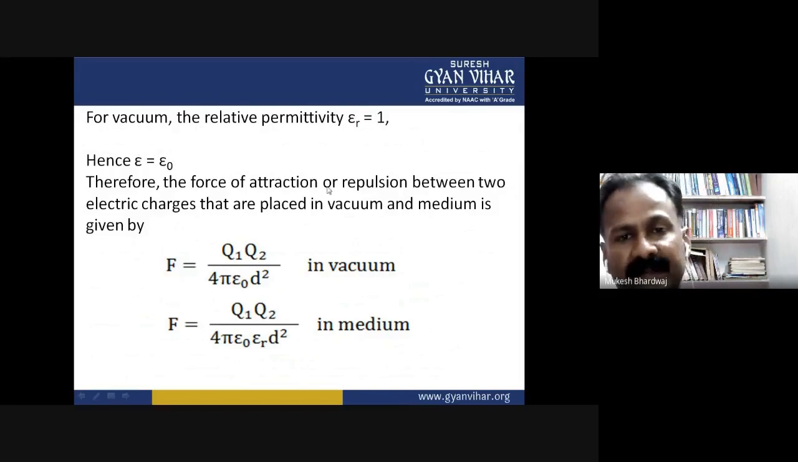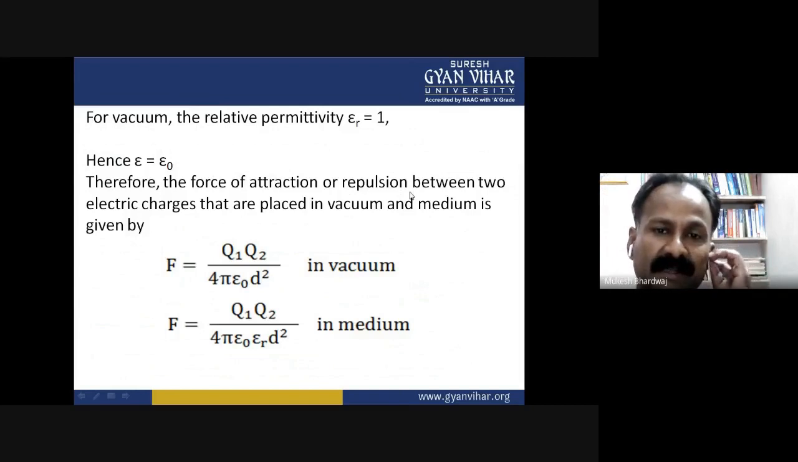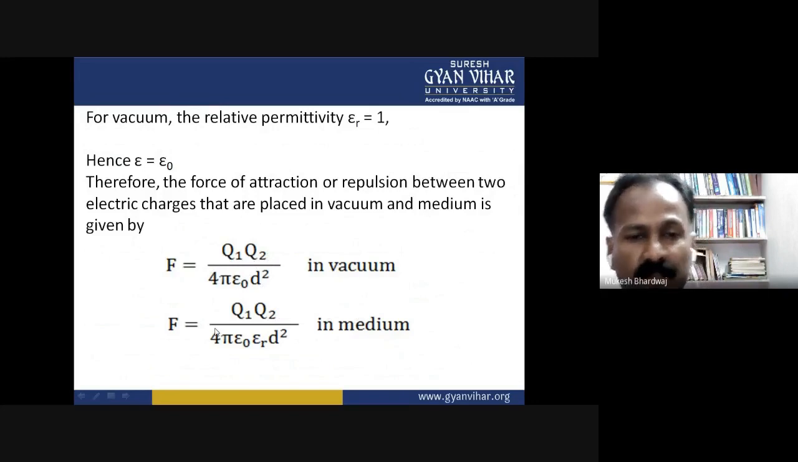Therefore, the force of attraction or repulsion between two electric charges placed in vacuum is given by force equals Q1 Q2 upon 4 pi epsilon naught d square. In any medium, it is represented as force equals Q1 Q2 upon 4 pi epsilon naught epsilon r into d square.